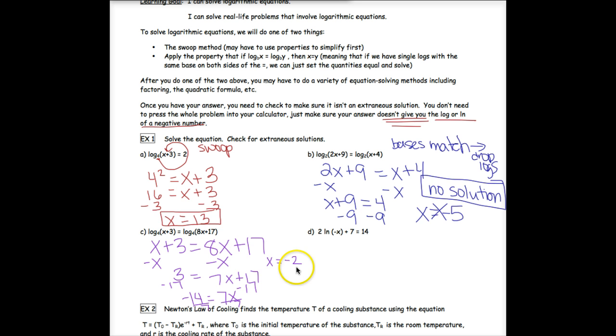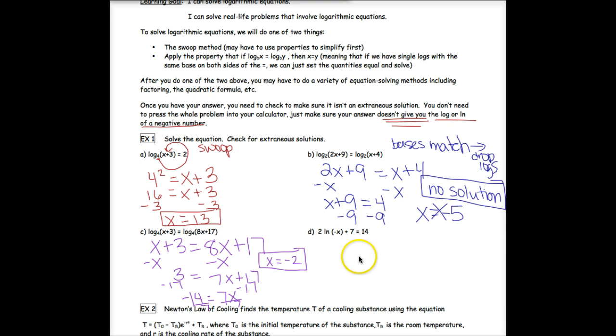So now I'm going to plug it in and check it. -2 plus 3 is +1, so we're good on that side. Check over here. 8 times -2 is -16, plus 17 is also +1. So this checks out, and we are good to go there. All right, last one.